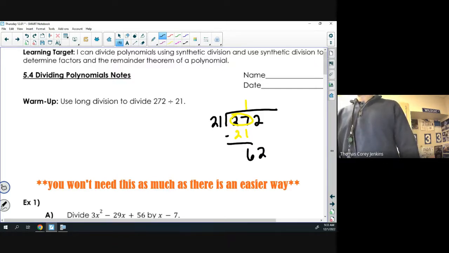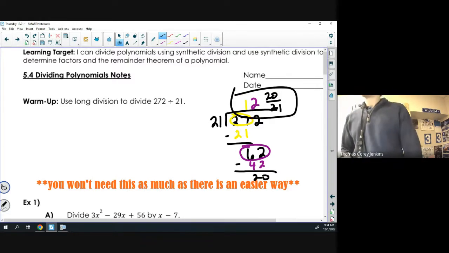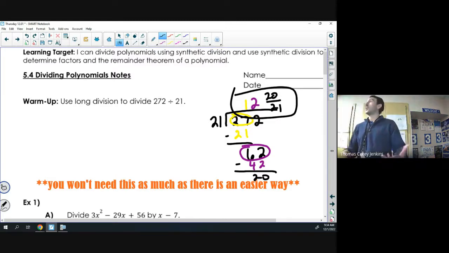And we do the same thing, right? So now how many 21s go into 62? That would be almost 3, but not quite. So 2, and 2 21s is 42. And our last difference is 20. So our answer in this case would be 12 and 20 21sts. Right? So just a review of how old school long division works. All right? Anybody have any questions before we get going?